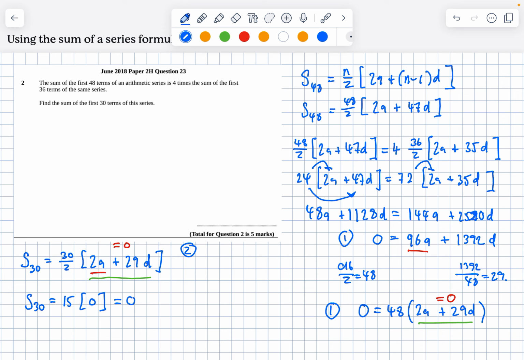Okay, so it's a bit trickier, but all it is is using this sum of the series equation. I hope that makes sense.